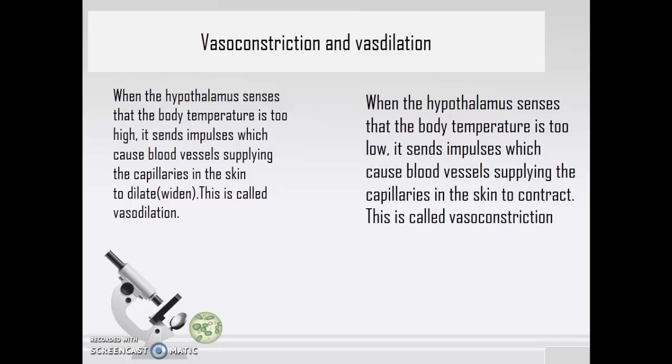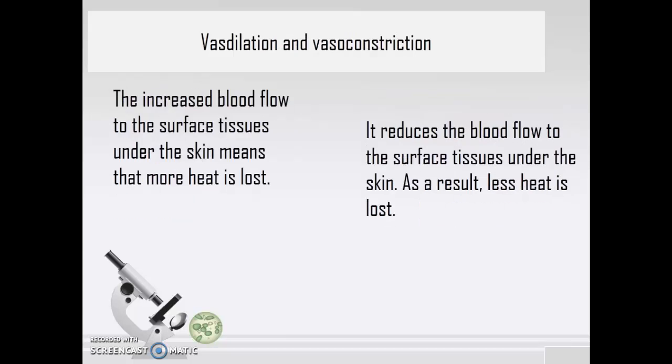If the temperature is very low, the hypothalamus sends a message to the blood vessels in the skin to contract. This is vasoconstriction. Now, what happens when they do vasodilation and vasoconstriction? Vasodilation takes place during summers, and vasoconstriction takes place during winters. During summers we need to release excessive heat, so vasodilation takes place, and during winters we need to conserve it, so vasoconstriction takes place.